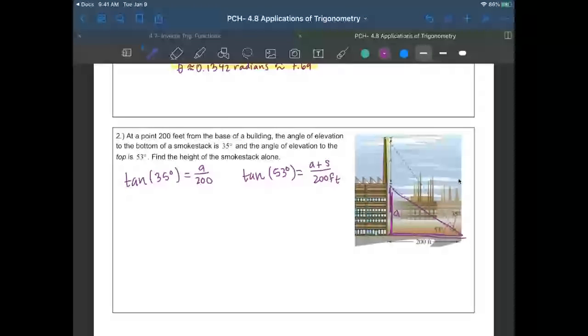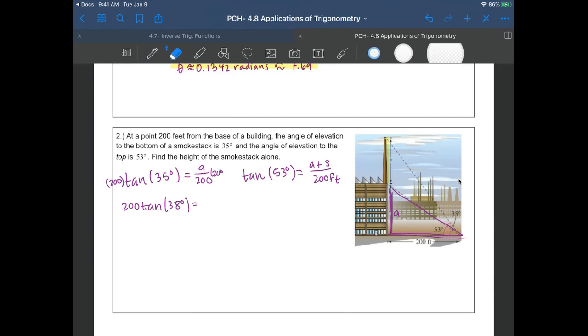Okay, so now we can substitute in a value for A. So let's use this equation over here. I'm going to multiply both sides by 200. So 200 tangent 35 degrees, oops, that looks like 38. 35 degrees is equal to A.